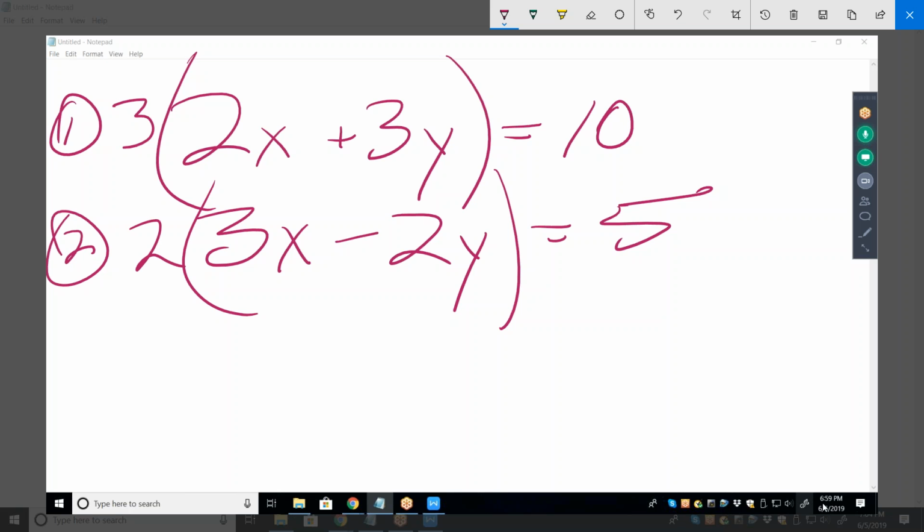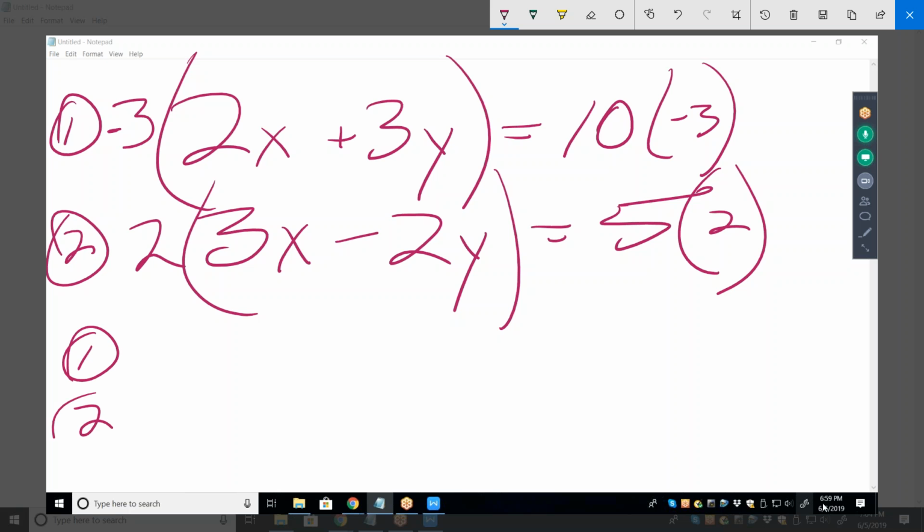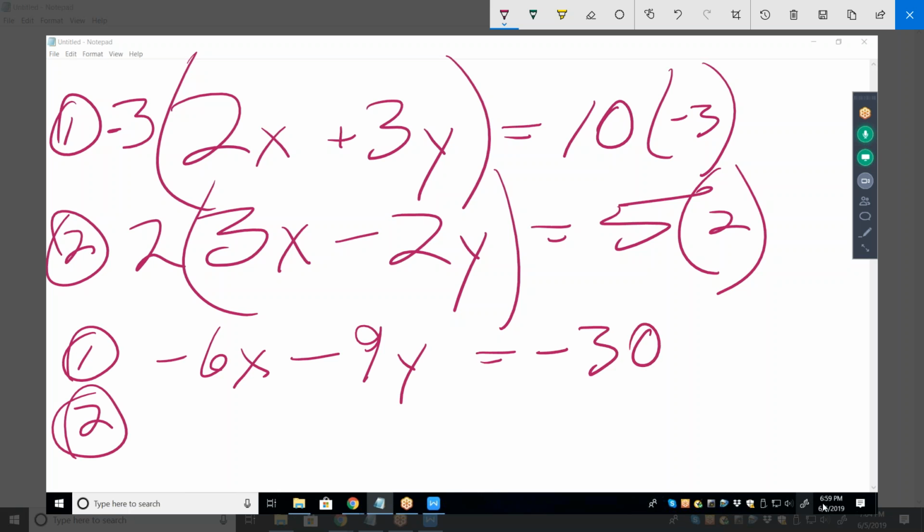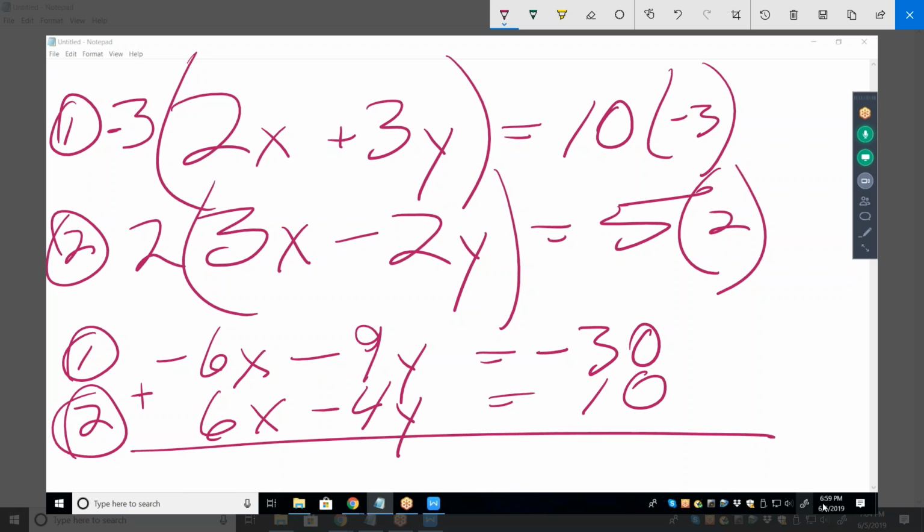And just to turn it into an addition problem, let's multiply the top by minus 3, and the bottom still by 2. That gives me 2 new equations totally. The top one is -6x - 9y = -30. The new number 2 is 6x - 4y = 10. Now I can do a very simple add. Don't even write it. I get -13y = -20, and I have solved for y.